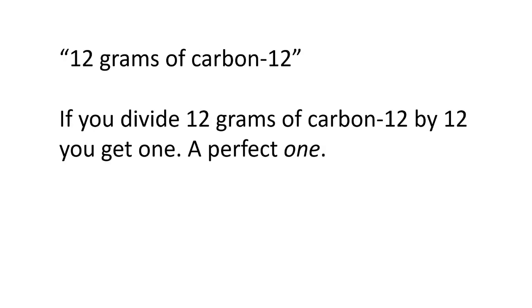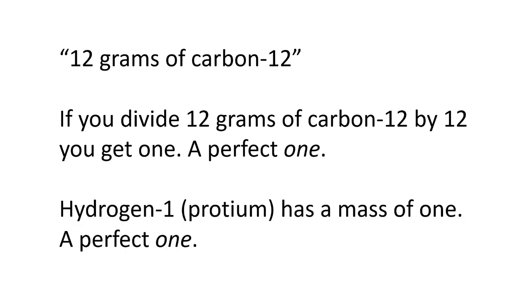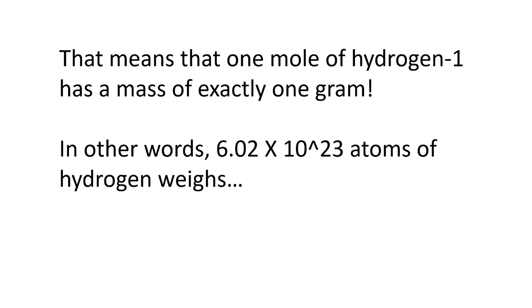Well, if you divide 12 grams of carbon-12 by 12, you get 1. And it's a perfect 1. Now, hydrogen-1, which is a very specific isotope of hydrogen called protium, has a mass of 1. It is also a perfect 1. That means that 1 mole of hydrogen-1 has a mass of exactly 1 gram. In other words, 6.02 times 10 to the 23rd atoms of hydrogen weighs exactly 1 gram.